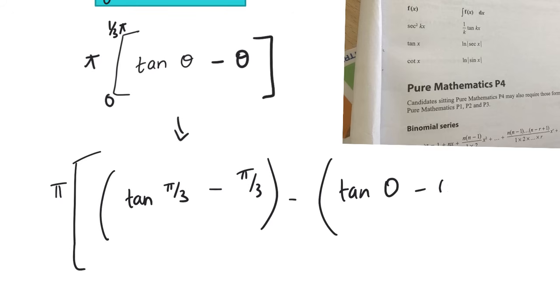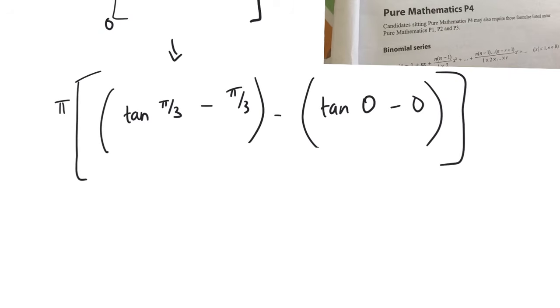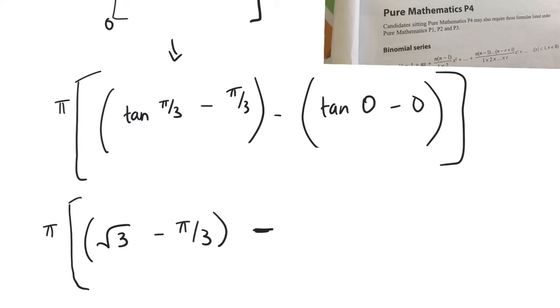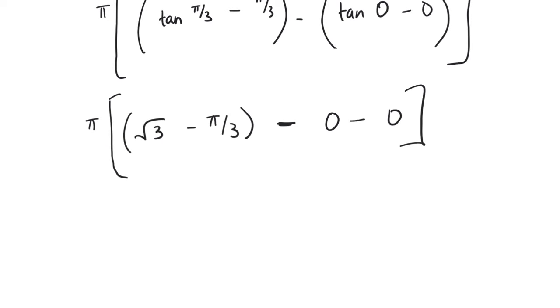Minus 0. Okay, so first of all, we're going to break this down, because some of us, when we're using our calculators and putting in the whole thing, are going to lose marks. What is tan of pi over 3? I'm literally just going to put tan, shift pi over 3. I get root 3, minus pi over 3, minus, what is tan of 0? So tan of 0 is 0. So minus 0 minus 0, that all just cancels. So I'm now going to have root 3 pi minus pi squared over 3 when I expand this out, right?